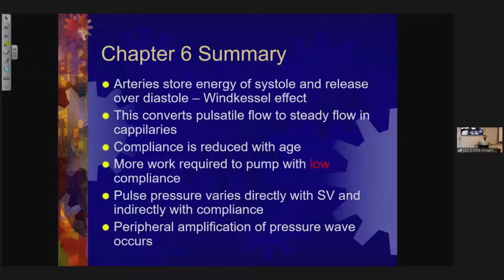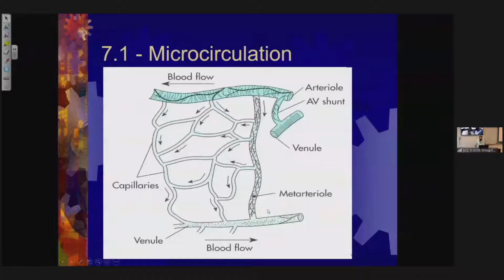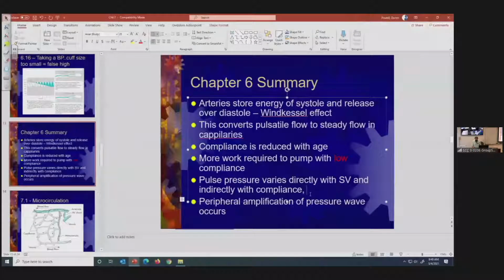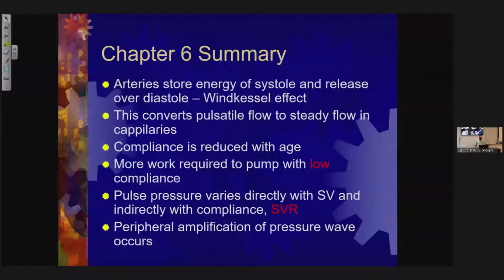So the three things that affect pulse pressure: directly with stroke volume, indirectly with compliance, and indirectly with systemic vascular resistance. We'll leave it like that. So there's our slide. We modified it. Okay, so we'll move on.